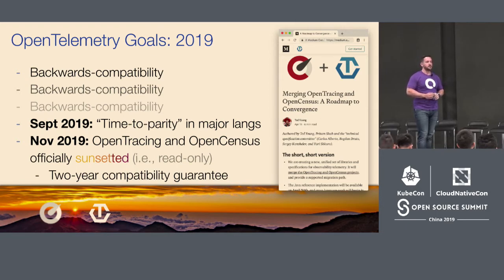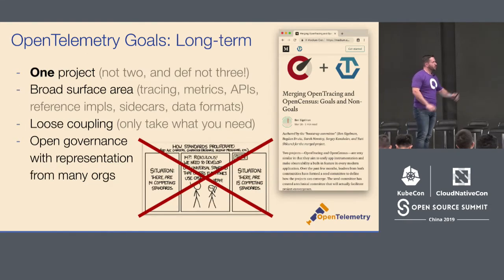So our goal is to provide enough runway for people, but at the same time put some pretty firm dates in so we don't end up with 3 standards. We really want to consolidate. We want OpenTelemetry to be the future. We want there to be 1 API and 1 implementation. There's actually a Medium post on this that has more details if you're interested in more specifics. So 1 project, not 2, definitely not 3. The goal is to attack tracing and metrics, API and implementation for 5 major languages in the first release.